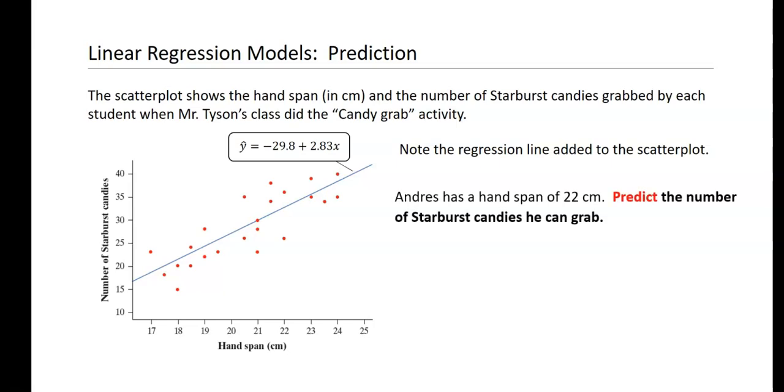Andres has a handspan of 22. Predict the number of starburst he can grab. So you would plug in 22 for X and just type it in your calculator, and it's going to make a prediction.